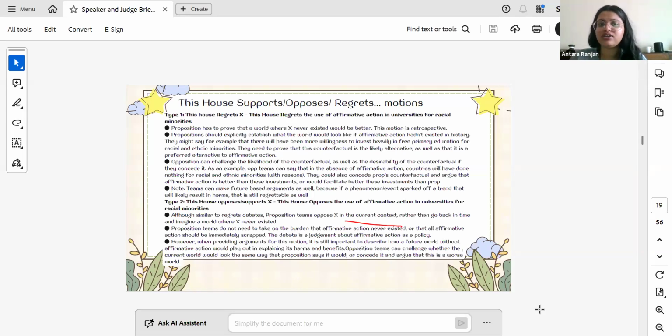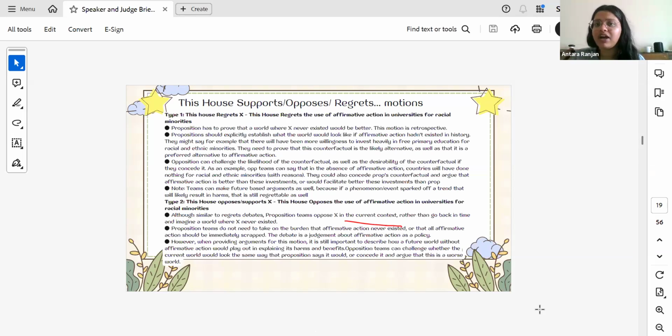So proposition here has the burden. The burden is not having to prove that affirmative action never existed or that affirmative action should immediately be taken away, right? This debate is a judgment. It's talking about the values of affirmative action as a policy, right? Why do we believe that it shouldn't exist in status quo? Not that you need a policy to take it away. You need to talk about why it shouldn't be a thing that is happening in the world currently, right?